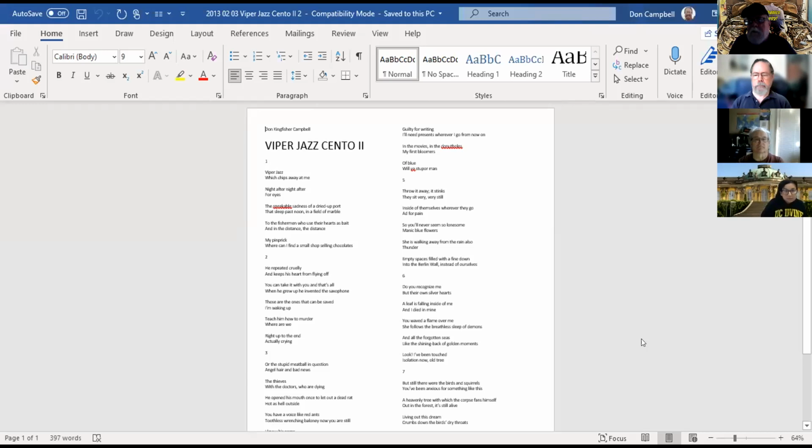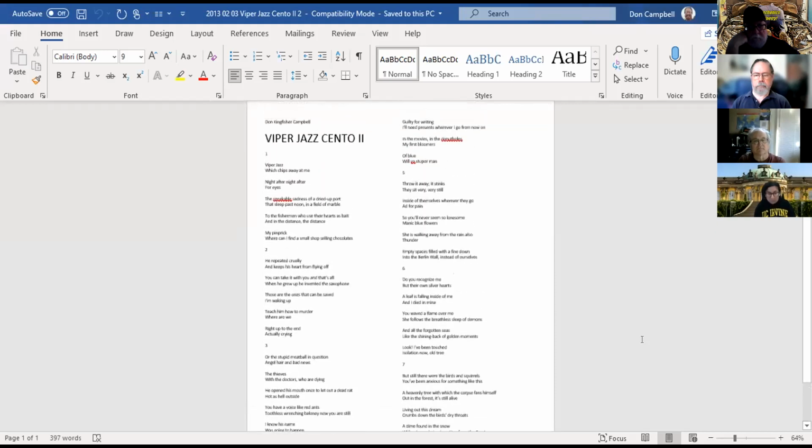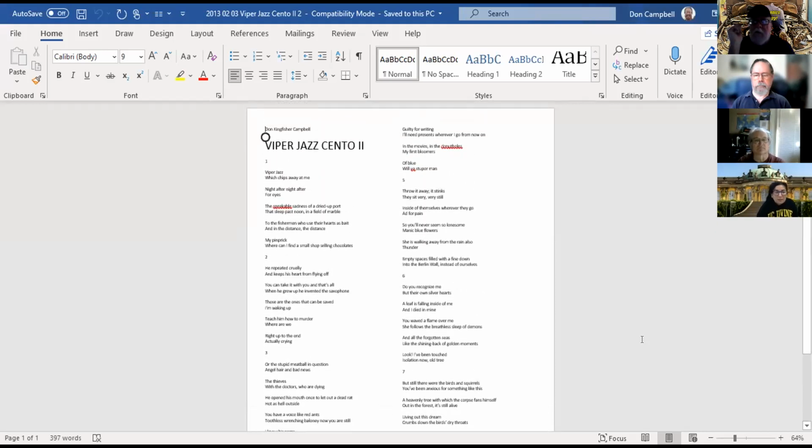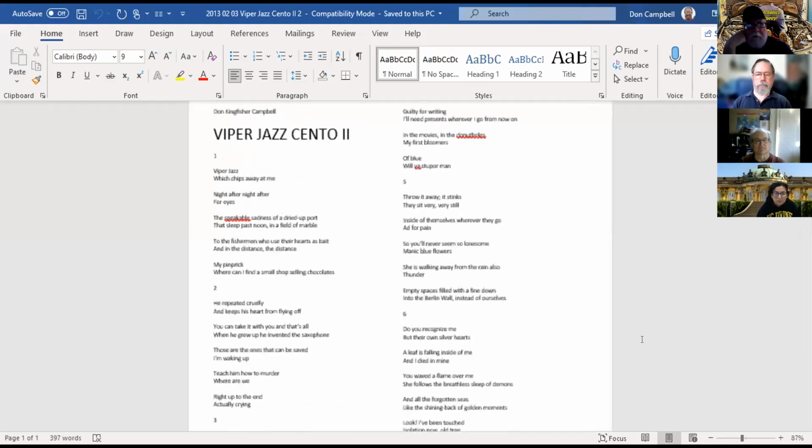Okay, so this one is imaginatively titled Viper Jazz Cento 2. And I just want to read you one just so you can see the effect of last lines. Now this one, I remember I needed to put at the very beginning what I put at the very end in the first one, and that is the title of the book, because it was an odd number of lines. And again, it's 7 sections, right? Because it's the same number of lines, but these are the last lines. And just to give you a taste of it, I'll read you one.